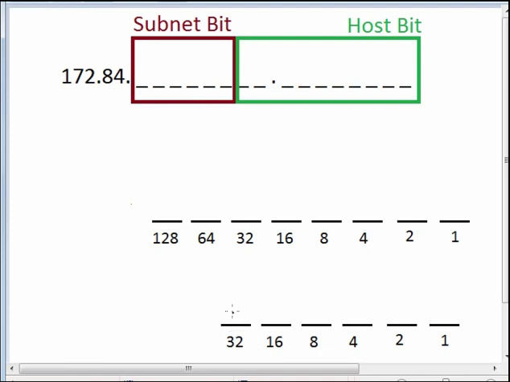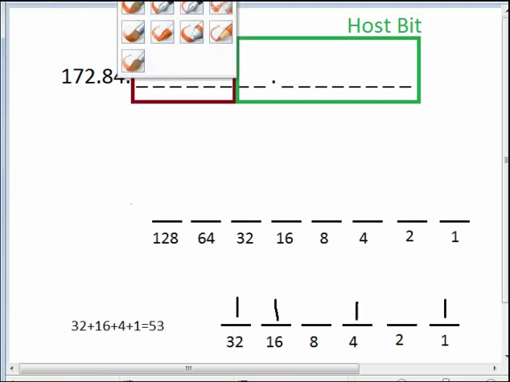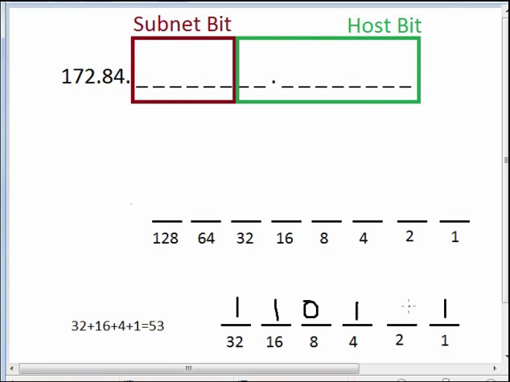For making 53, we need 32 plus 16 is equal to 48, plus 4 is equal to 52, plus 1 is equal to 53. So 32 plus 16 plus 4 plus 1 is equal to 53, and the rest of the bits are 0. So we have implemented 53. We just have to replace these bits here: 110101. Done. We have successfully implemented 53 in the subnet bits.